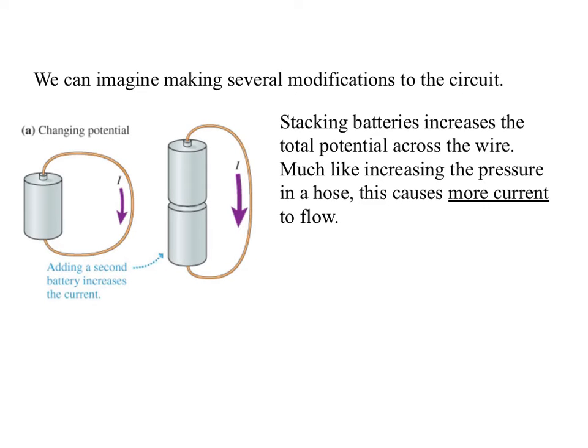All right, we can imagine making several different modifications to the circuit, and we can conceive of what would happen. For instance, we could change the potential. We could stack batteries, right? If we add a second battery, then we have increased the potential. And so, much like increasing the pressure in a hose, we get more current. And that's, I think, entirely unsurprising.